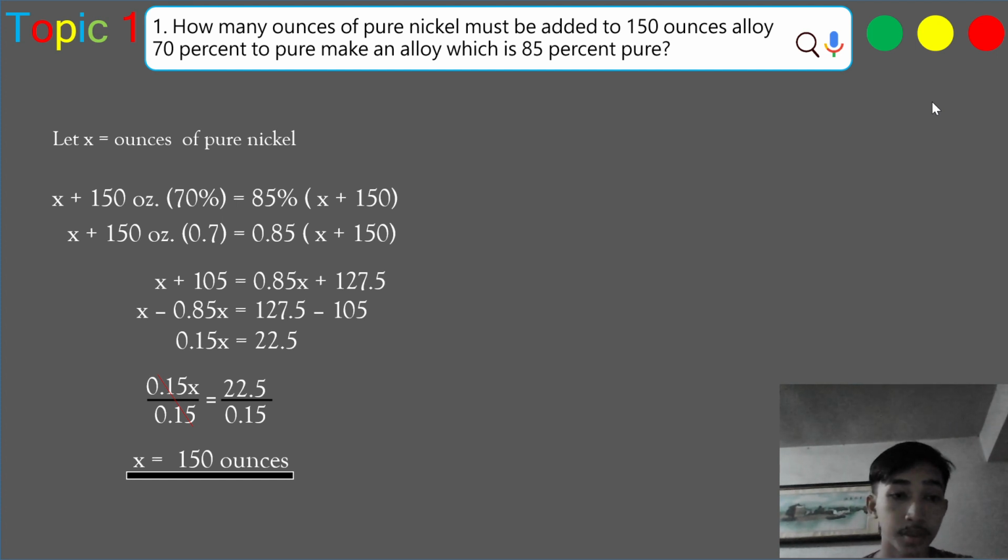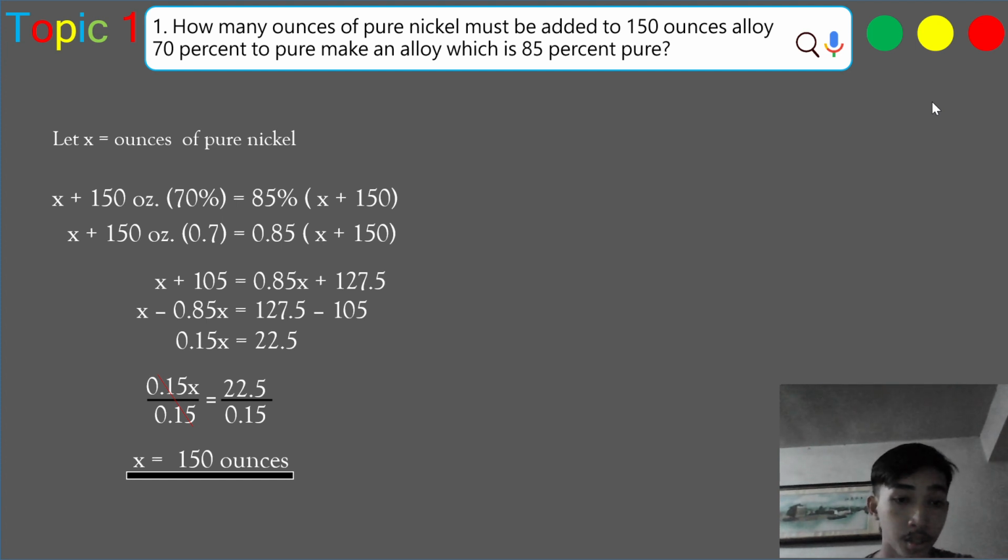Then, to put all the same variables on the left side, x minus 0.85x is equal to 127.5 minus 105. So 1x minus 0.85x is equal to 0.15x, and 127.5 minus 105 is equal to 22.5.